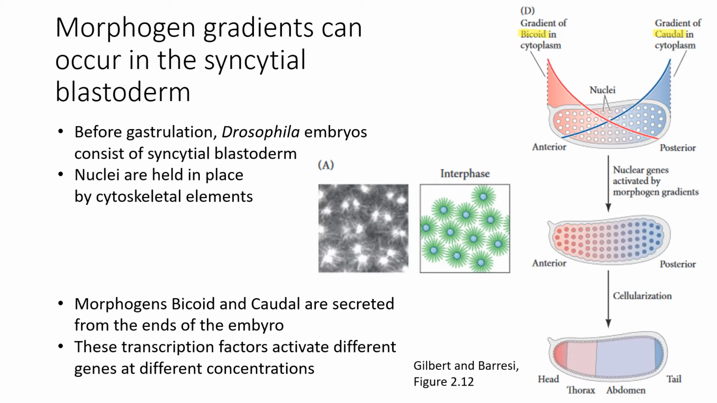So once cellularization occurs and the nuclei of the syncytium become segregated into their own cellular membranes, this anterior-posterior axis remains. We can see from the figure that the nuclei that are exposed to lots of bicoid go on to produce the head, and those exposed to lots of caudal go on to produce the tail. And the reason that this occurs is that these morphogens are able to activate different numbers of genes at different concentrations, which we just saw.